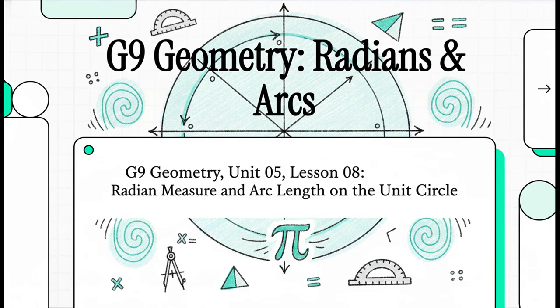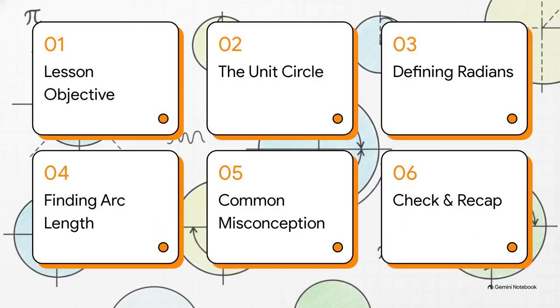Paul American School, Clark. We are jumping straight into a massive foundational topic today. We're looking at Geometry Unit 5, Lesson 8, Radian Measure and Arc Length on the unit circle. Get ready because this is the exact moment where math shifts from just human-made inventions to the literal, natural language of geometry. Okay, let's dive right into our agenda.